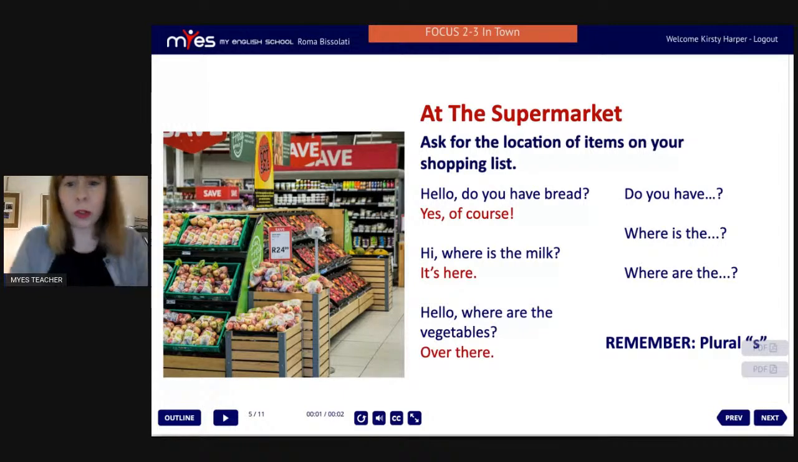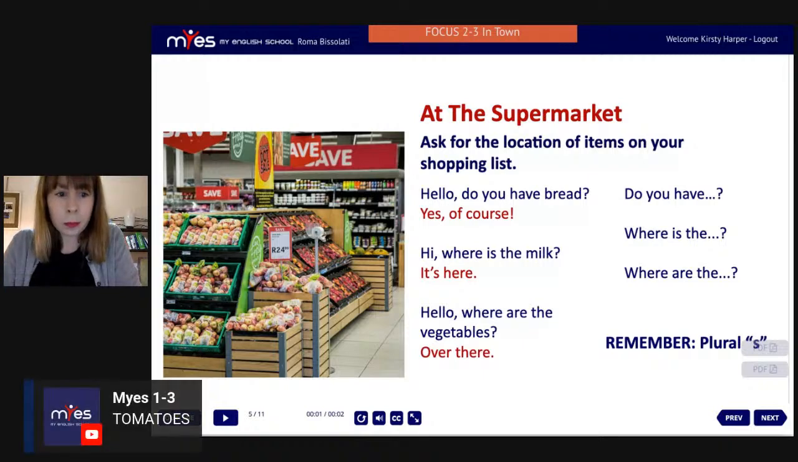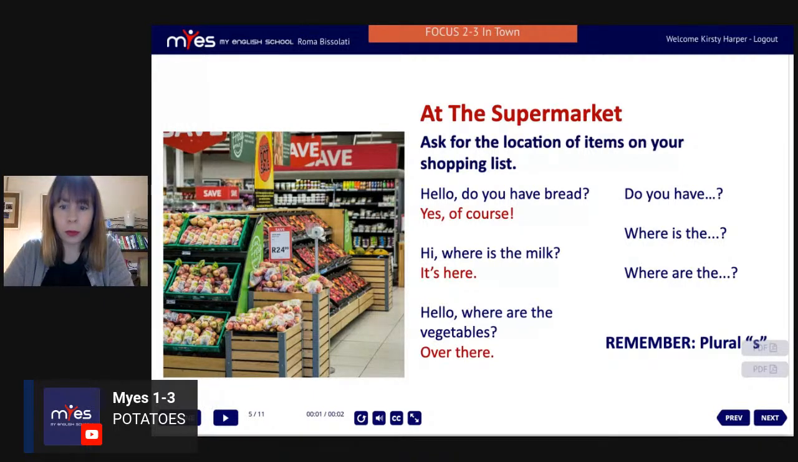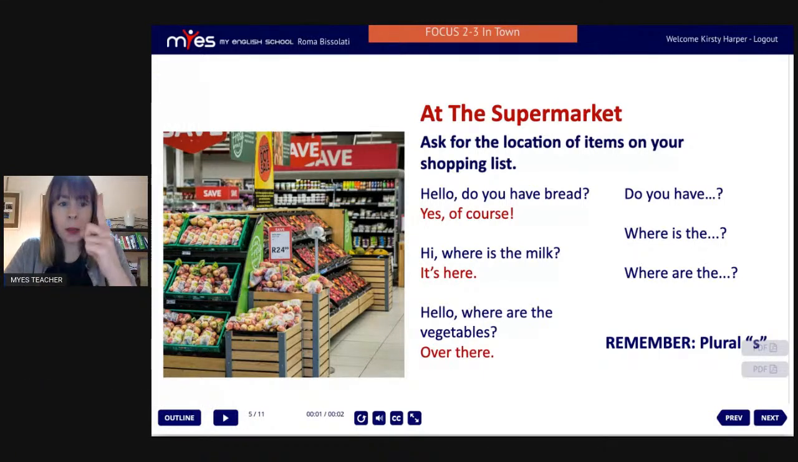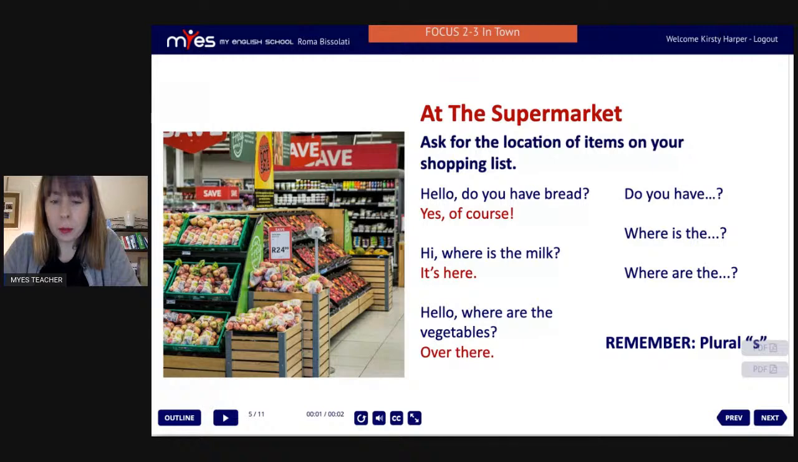Do you have any potatoes? Right, spelling. So we spell it like tomatoes and potatoes. Okay, so one tomato, correct. But when you make it plural, you need to add E before the S. Same for potato, okay? So one tomato, one potato, two tomatoes, three potatoes, okay? All right, good.